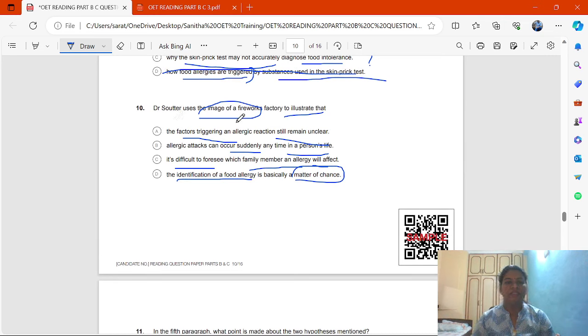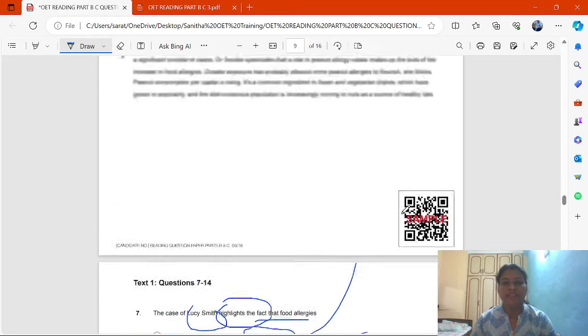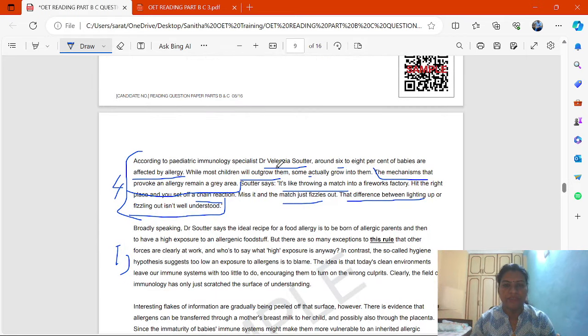Dr. Sauter uses the image of the firework factory to illustrate that the factors triggering an allergic reaction still remain unclear. See, one point he said: according to pediatric immunology specialist Dr. Valencia Sauter, around 6 to 8% of babies are affected by allergy, while most children outgrow them. When they grow up, it will disappear. Some actually grow into them, meaning when they grow up, some signs of food allergy will appear. The mechanisms that provoke an allergy remain a gray matter.